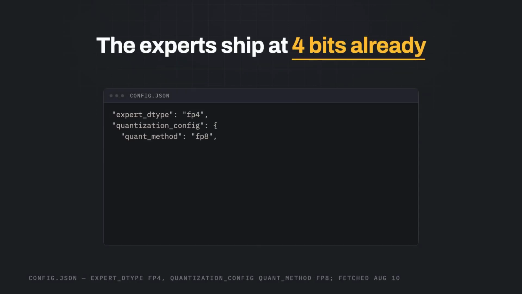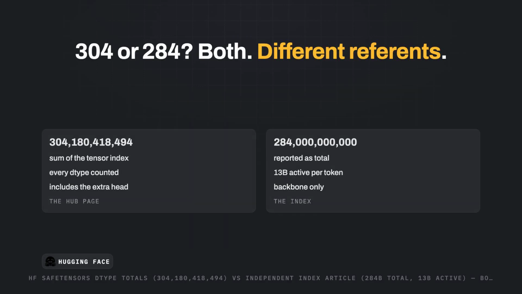And here's the detail that breaks every rule of thumb you have about quantizing. The config says the experts ship at 4 bits, and the rest at 8. This release is already quantized. Back to the 3 numbers from the open. The hub's tensor index sums to 304 billion entries.